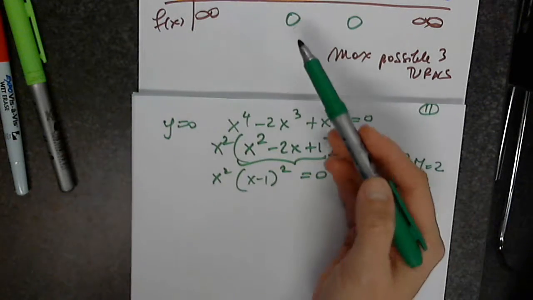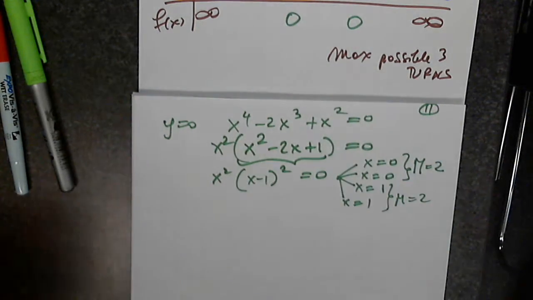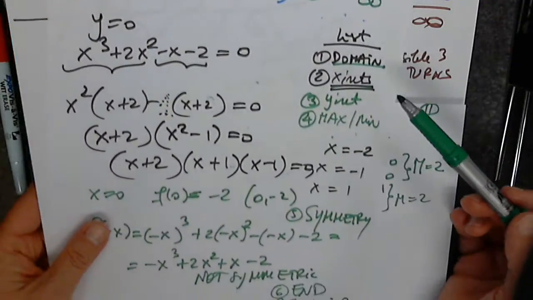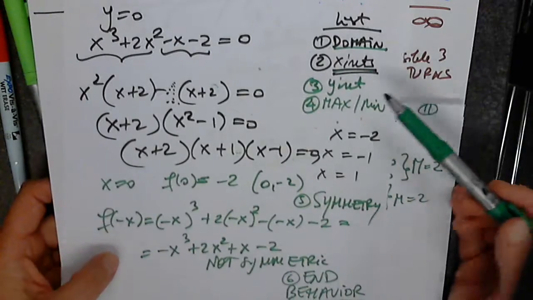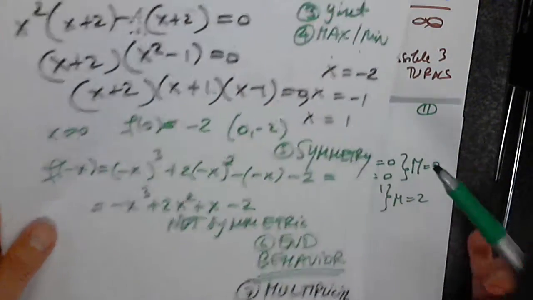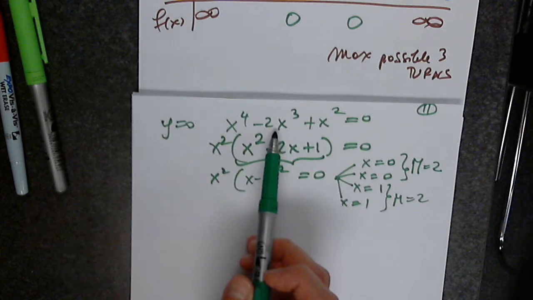There is no discussion about the y-intercept because when x is 0, y is 0. So let's go through the list to make sure that we checked everything. Domain, yes. X-intercept, yes. Y-intercept is one of them. Max, min, I can't without the calculator. Symmetry. So this will not change, this will not change, but this will.